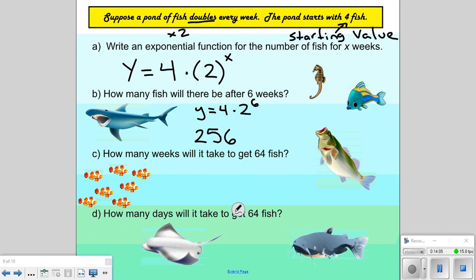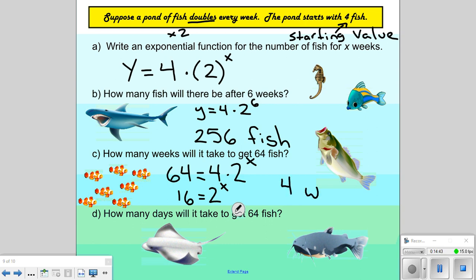Now, how many weeks will it take to get to 64 fish? So what you can do on this one, notice we are not given the number of weeks this time, we're actually given the number of fish. So we need to plug in 64 equals 4 times 2 raised to the x power. I can divide both sides by 4 on this. If I do that, I actually get 16 equals 2 raised to the x power. And when I do that, I know that my answer is 4 weeks. The other way that you could do that is use your graphing calculator, and you could simply scroll down until you saw when you would have 64 fish.